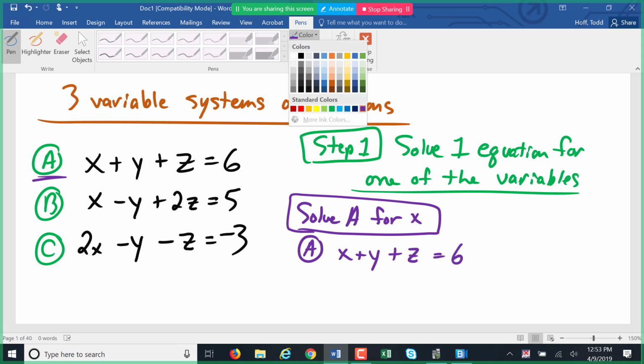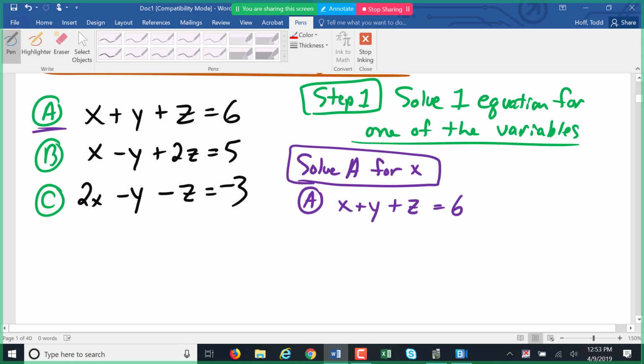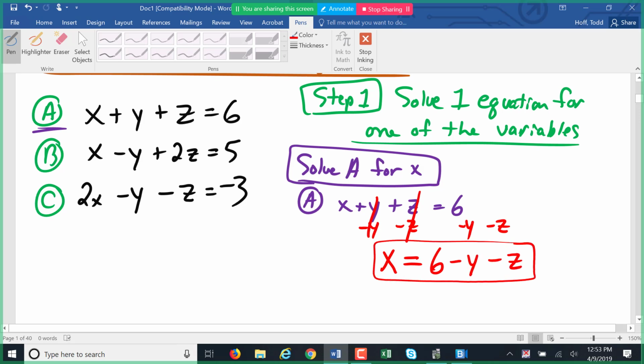So that means we have to get x by itself. To do that, I have to subtract y from both sides to get rid of it, and I have to subtract z from both sides. So y will cancel out and z will cancel out over here, giving me just x equals, on the right side, 6 minus y minus z. That is my refined equation A.